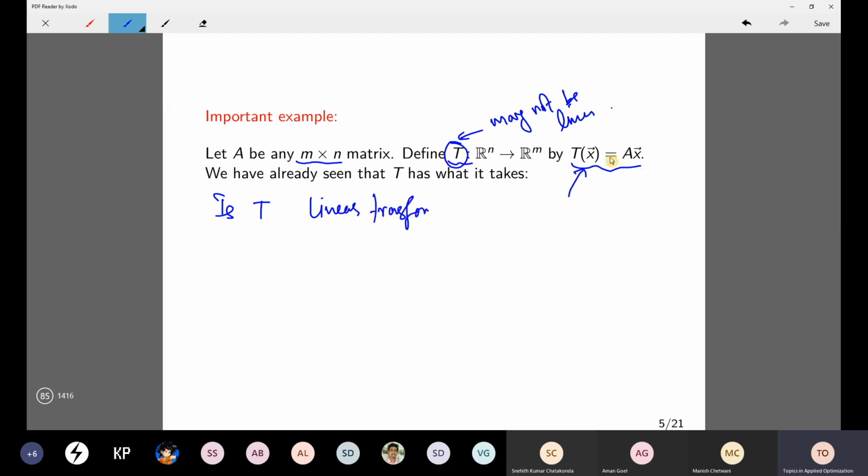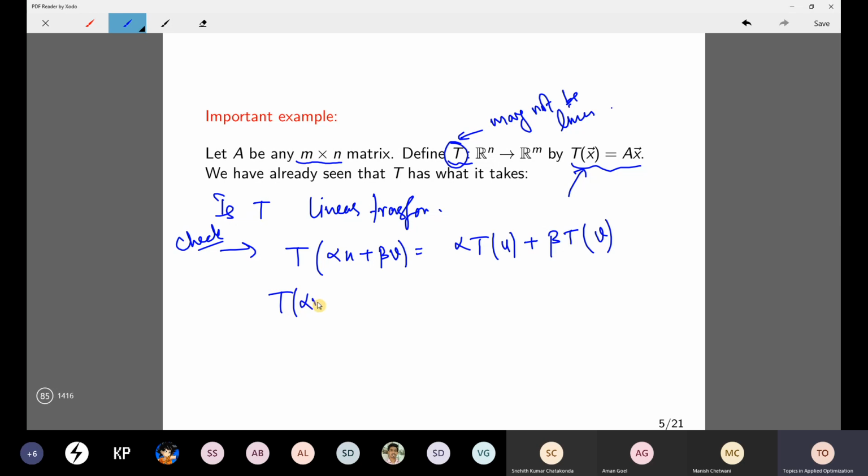This is again easy to check because let us use the one-step rule. Using the one-step rule, T of alpha u plus beta v must be equal to alpha T of u plus beta T of v. This is the check for a linear transform. So is this satisfied here? It turns out that it is satisfied here due to the matrix properties.